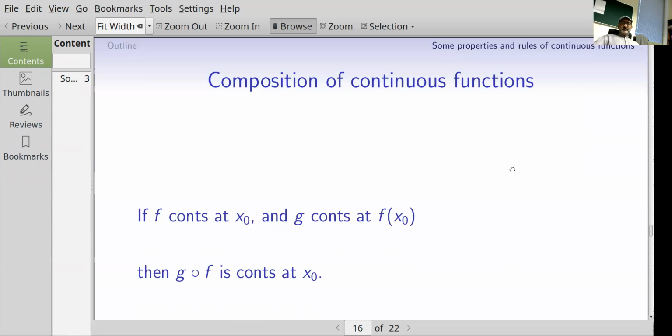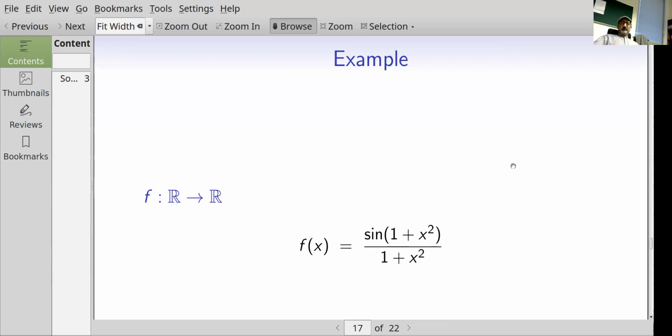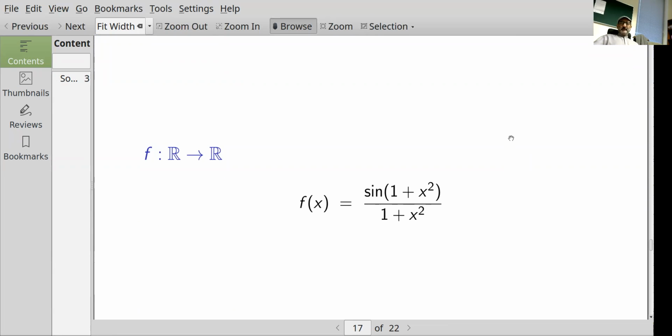Okay? Composition. If you have composition of continuous functions, so f is continuous at x naught and g is continuous at f of x naught, then g composed with f is continuous at x naught. So for example, here we have a function. So we have a polynomial function, 1 plus x squared. Then we compose it with the sine function. So sine of 1 plus x squared. So this is the composition of functions which are continuous everywhere. So sine of 1 plus x squared is continuous everywhere.